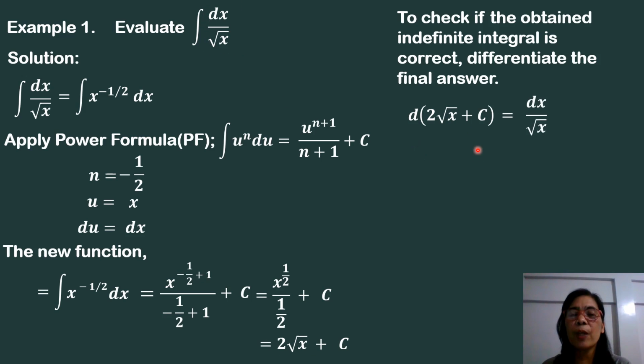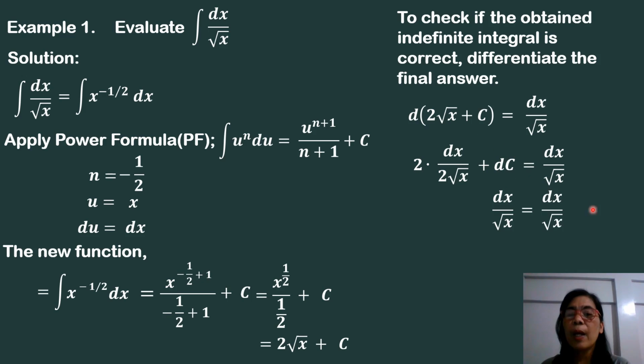So we now proceed with differentiation. The differential of a sum, so we differentiate each term separately. This will be 2 times the differential of square root of x, which is dx all over twice square root of x, plus the differential of c. So we try to check if these two are really equal. We simplify this. We now have dx all over square root of x. We know, of course, that the differential of c, a constant, is 0, and we have now that this is equal to the given integrand. So we make the conclusion that this function is the integral of dx all over square root of x.